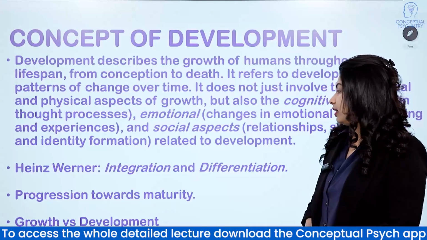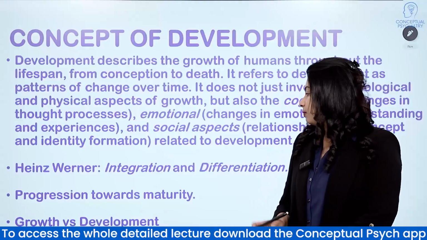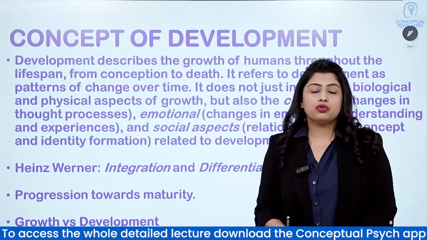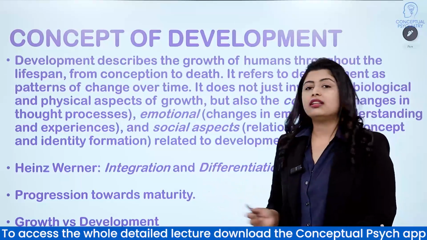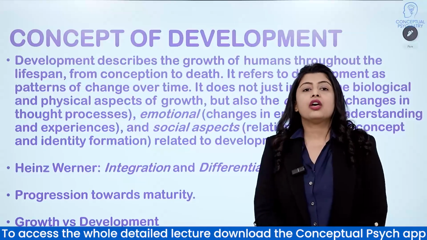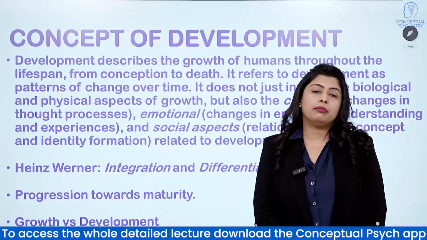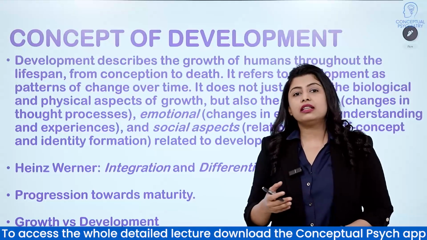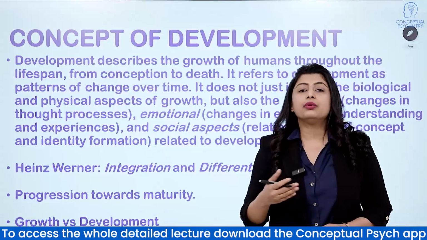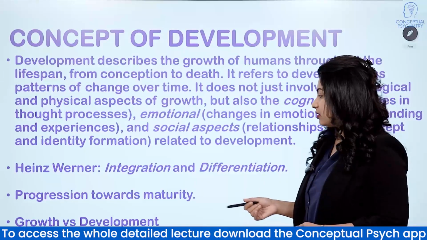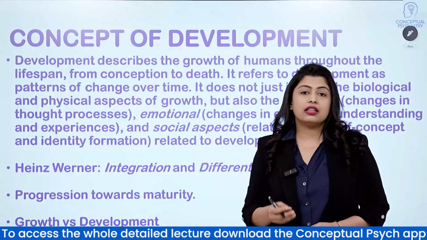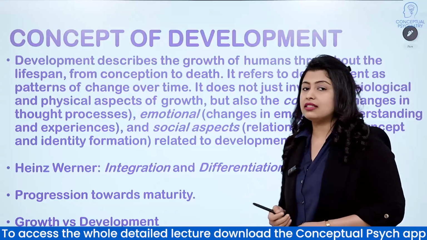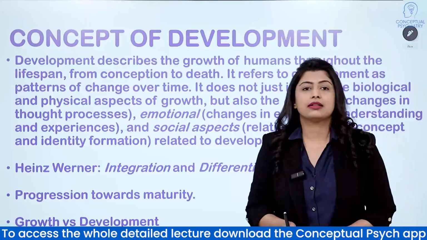Heinz Werner divided the process of developmental psychology into two parts. One is integration and the other is differentiation. By integration, what we mean is that it integrates more basic, previously acquired behaviors into new higher level structures. And differentiation is a process that involves the progressive ability to make distinctions amongst things.